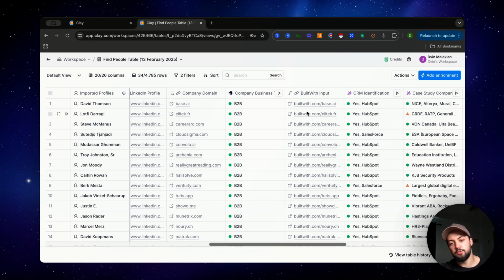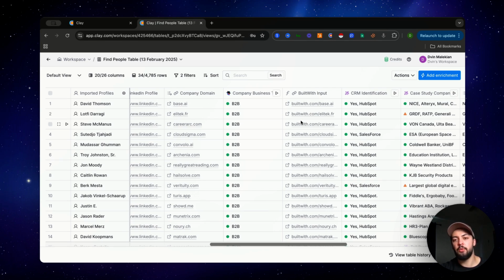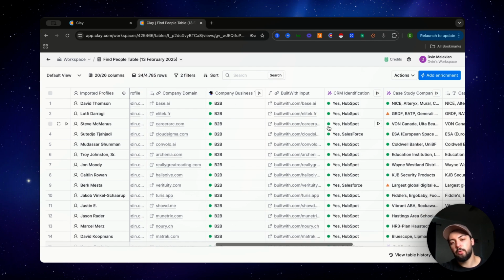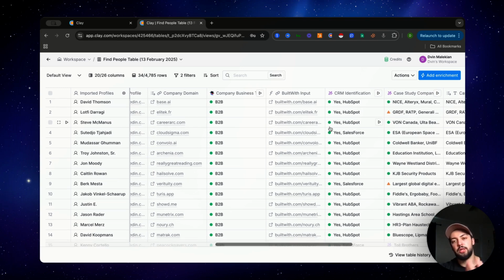What I wanted to do next was personalize this based on their tech stack, referencing what they're using specifically because we're targeting sales leaders. They're probably going into their CRM. They're starting their new company. They want to see what's going on there. They want to see how the sales reps are finding leads. So we want to reference whether or not they're using Salesforce or HubSpot, and then create a value proposition around that.